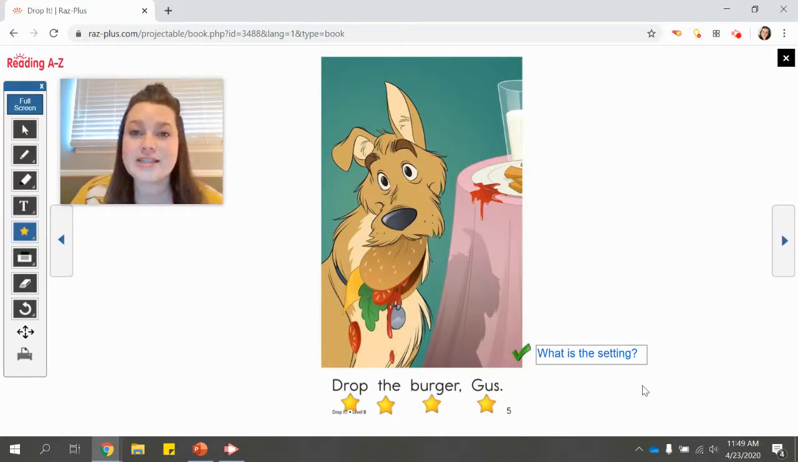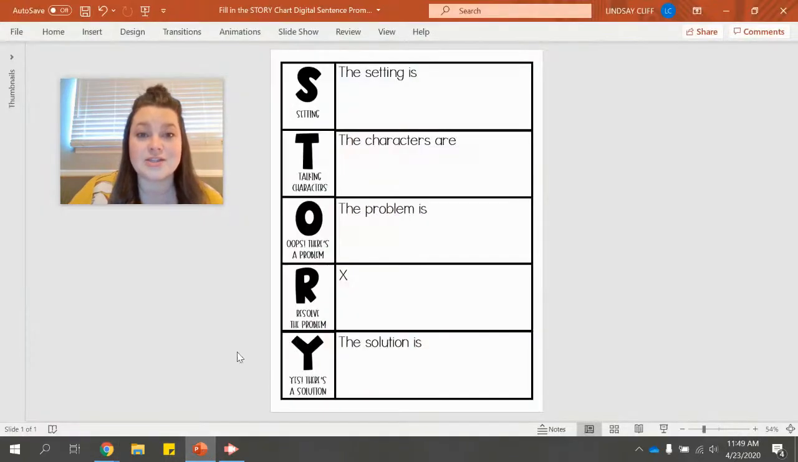Now I want us to pause here and we're going to talk about the setting. What is the setting so far? Remember, we're talking about all those story elements in this book. So I want you to pause. I want you to get out your story elements chart and think about what the setting is. We know the setting is where and when the story takes place. So I want you to pause the video, turn and talk with a parent or sibling, and discuss where and when the story is taking place. Then you're going to come up here to your setting and write it in to finish the sentence. All right, let's pause the video and do that now.